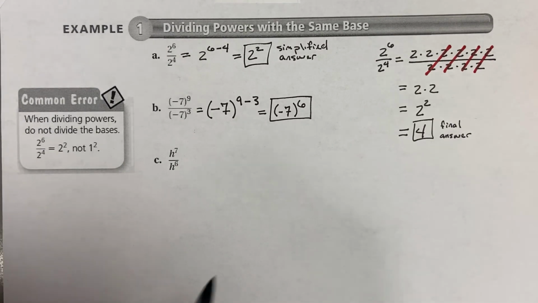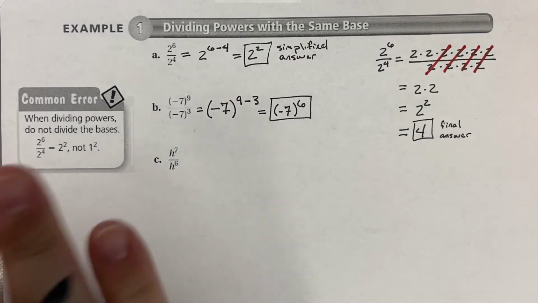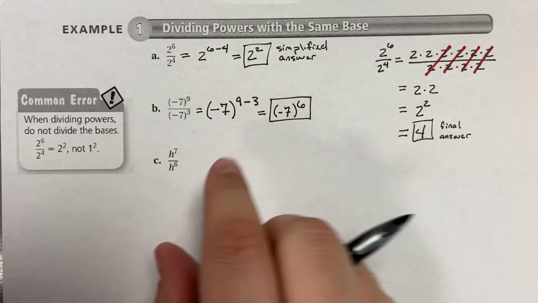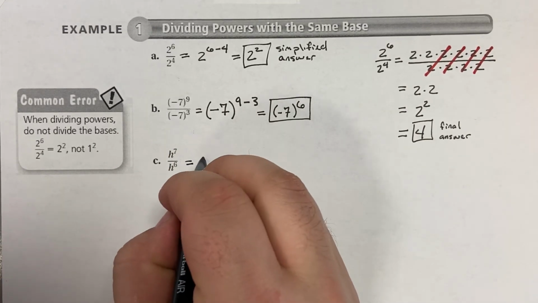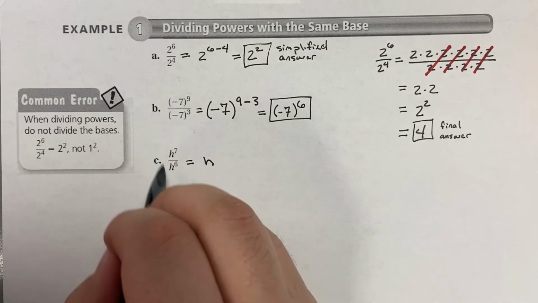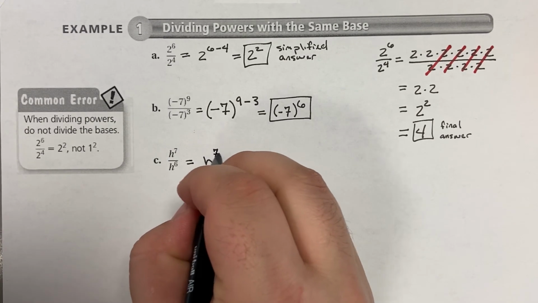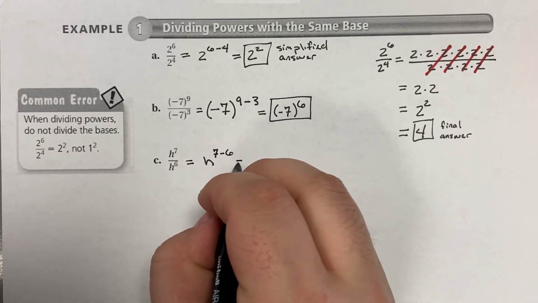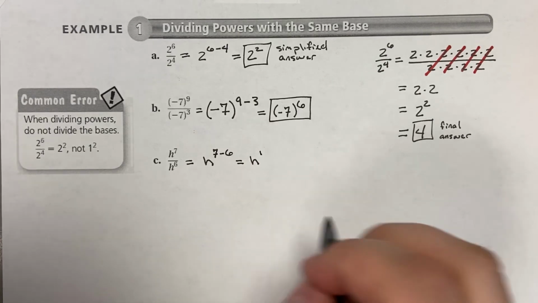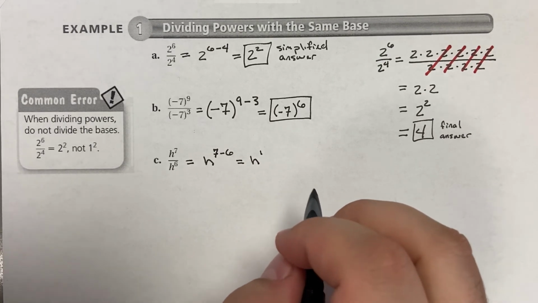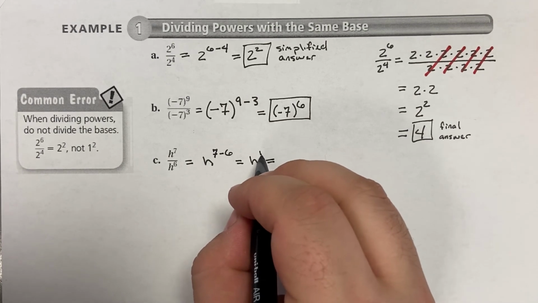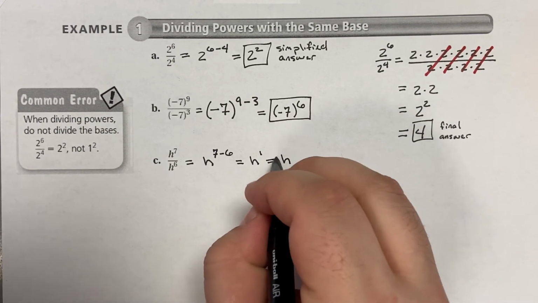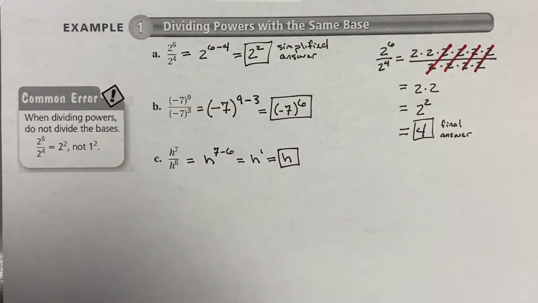Now, whether there is a number or a variable, we treat it exactly the same. Are the bases the same? And here we get to say yes again. So we copy down the base of h, and we take 7 minus 6. And that's going to be h to the 1st. And if you remember, our invisible math rules actually tell us that we don't write powers of 1, so we're just going to write h as our answer.